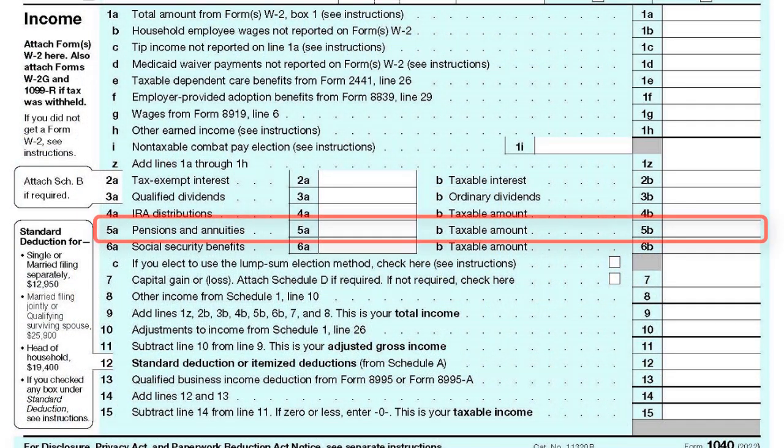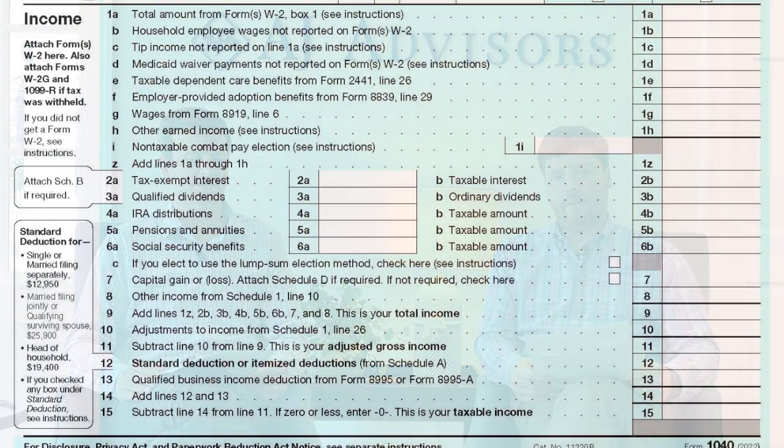Line 5 is taxable pensions and annuities. Basically, what payments did you receive from a pension plan or an annuity investment? Again, there's a gross line as well as a taxable line. 5A is your total payment. 5B is the taxable amount. If you see a difference, it's important to understand why that difference is there. Annuities a lot of times have what's called an exclusion ratio, where the full payment is not 100% taxable to you.